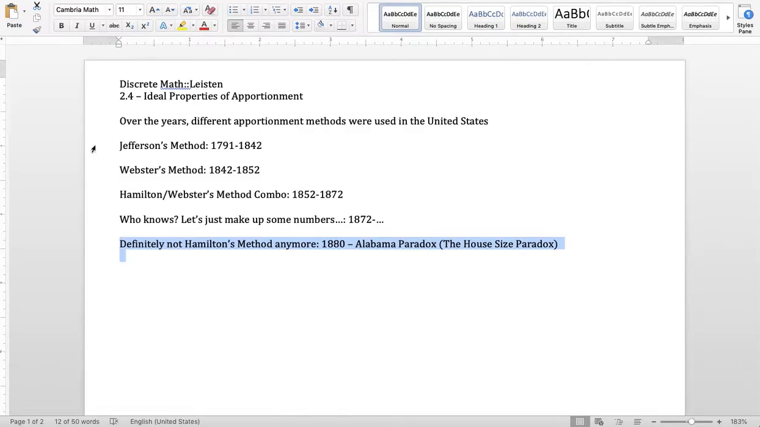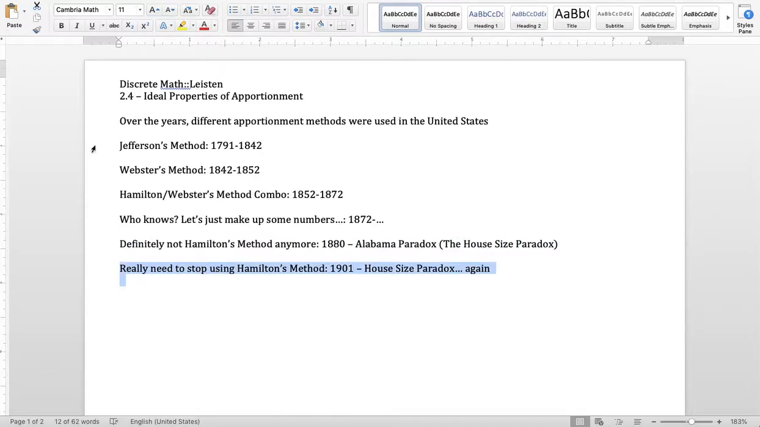But 10 years later, we have a problem. The country is increasing in size. All of a sudden, what we have is called the Alabama paradox. We're going to come more to that later. Then we kept on screwing things up. It seems to be the American way. Something doesn't work right, let's keep doing it.